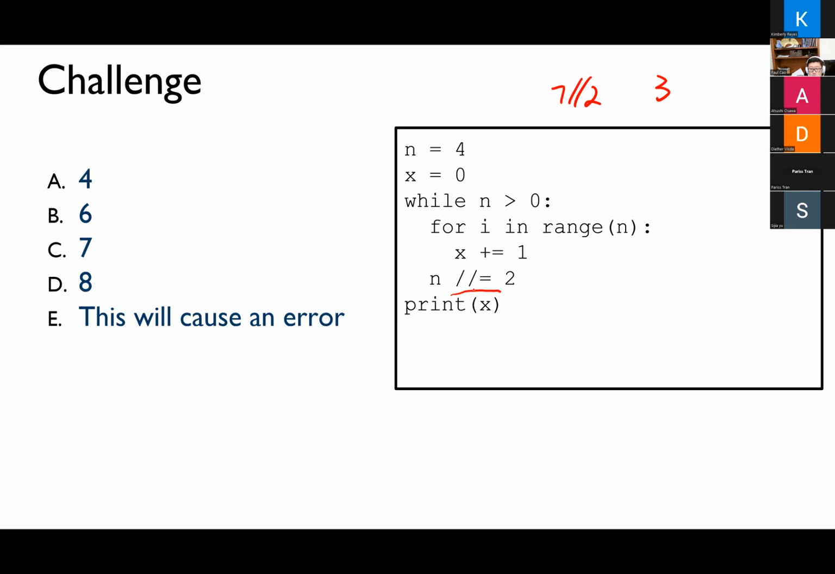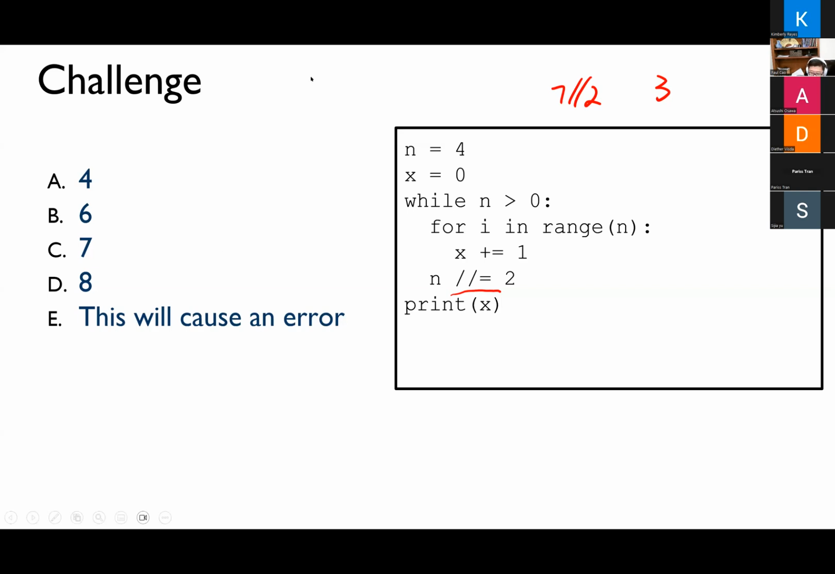All right, so we will stop the vote. Okay, we'll stop the vote. You look at A or E dominating here. Either you say it's going to print out 4 or it's going to cause an error. Let's take a look. Okay, let's take a look.